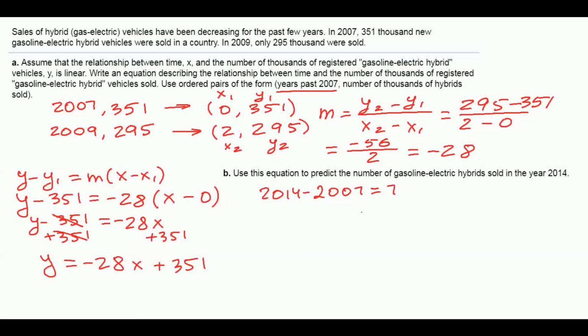We plug into equation we calculated in part A. Y equals negative 28 times x, which is 7, plus 351 equals 155. Y equals 155. It will be number of 1,000 of gasoline electric hybrid vehicles will be sold in 2014.